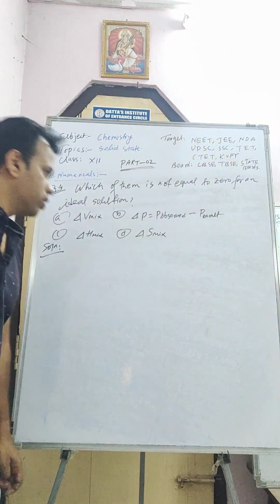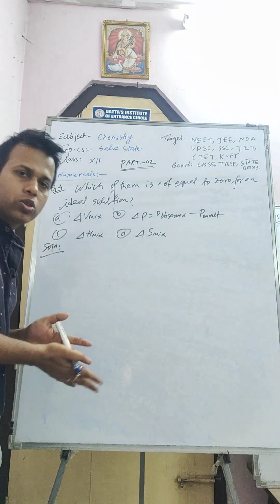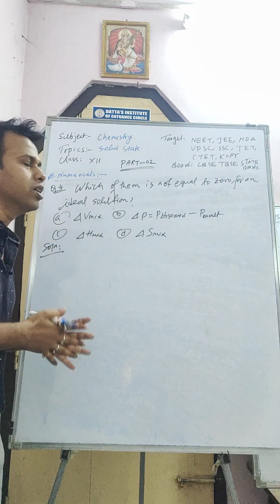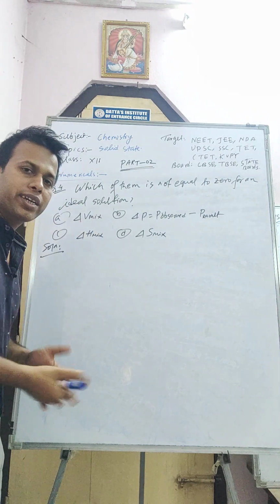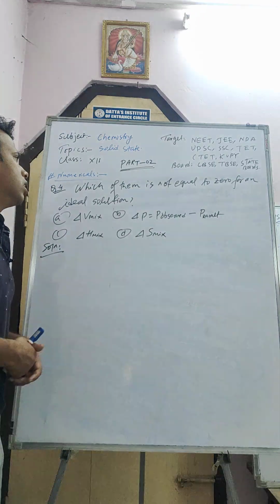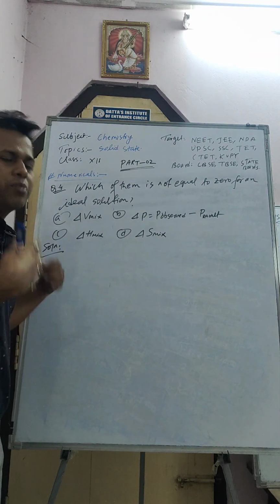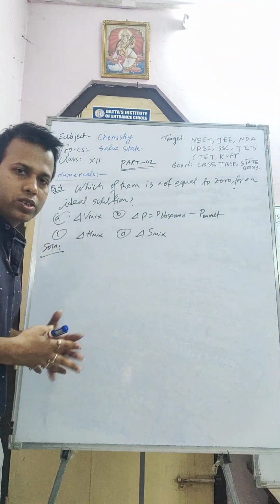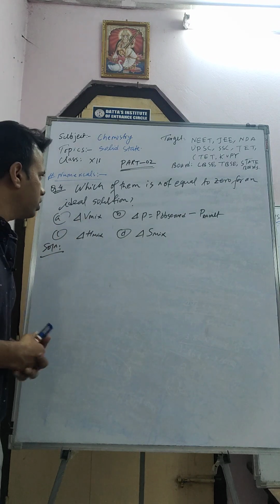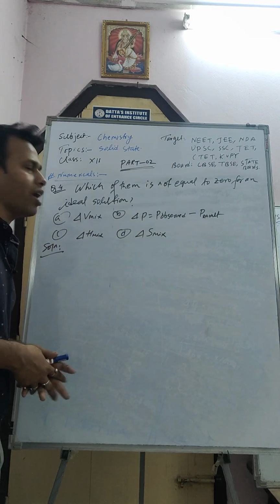So hello students, our next question is a theoretical, logical based question. This is the last question of the topic, and another lecture will come from the solutions topic. I try to cover every topic, especially numericals. So there is one question: which of them is not equal to 0 for an ideal solution? So ideal and non-ideal solution.